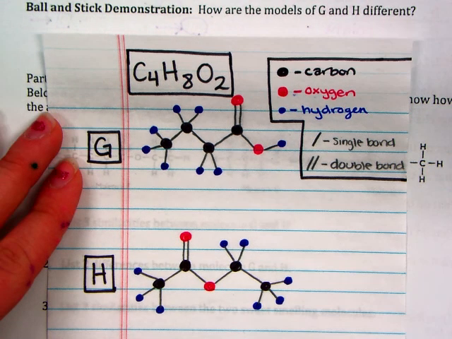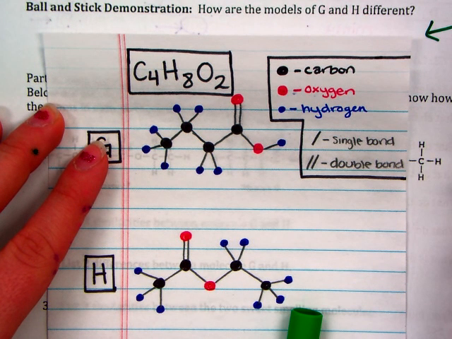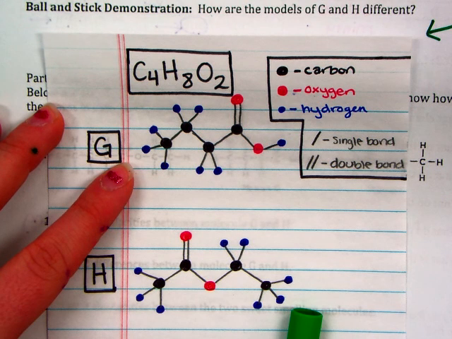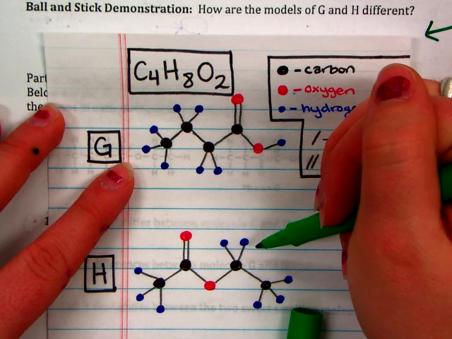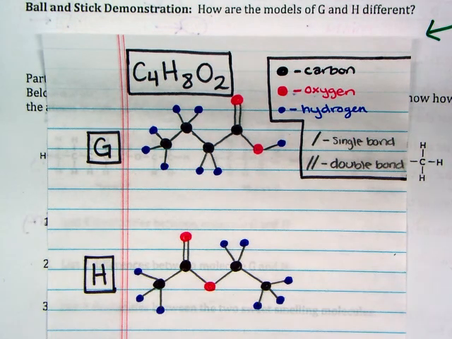Please take a moment. In the space below, under how are the models of G and H different, I would like you to describe at least 2 to 3 ways that this drawing of G versus H are different from one another. So please pause the video now and make those observations.